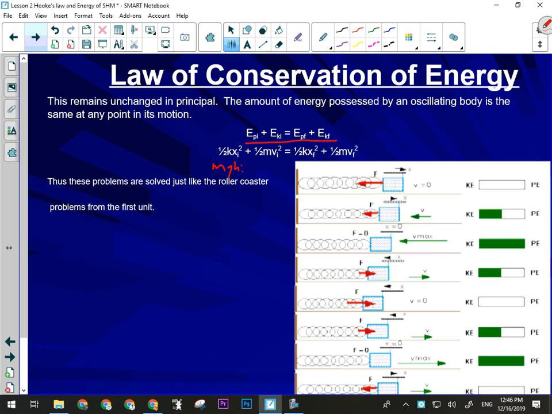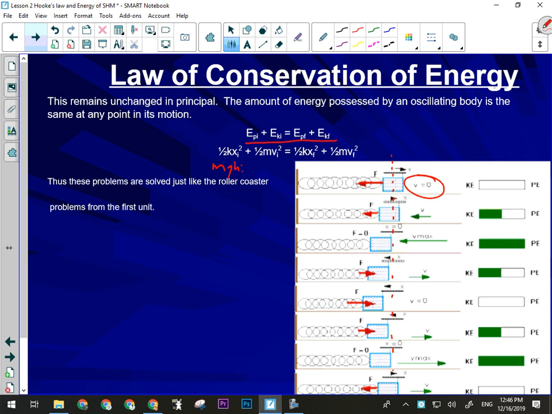Now, when this object is going back and forth, and we talked about this the other day, but we need to review it. When it's way out here at its point of maximum amplitude, amplitude means the maximum distance from the center. Any distance from center is just displacement. The maximum is the amplitude. So when it's out here at its maximum amplitude, its speed is 0.